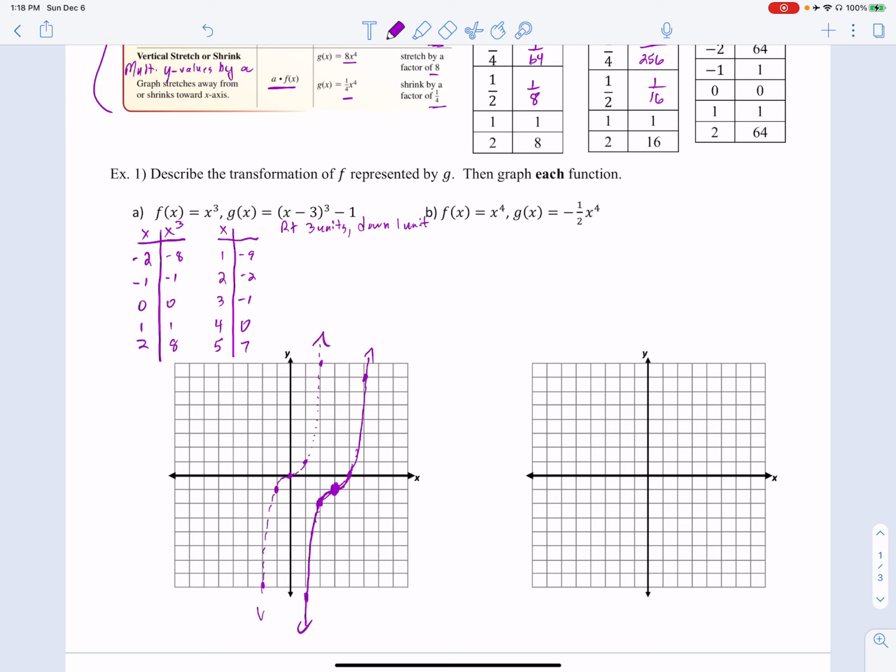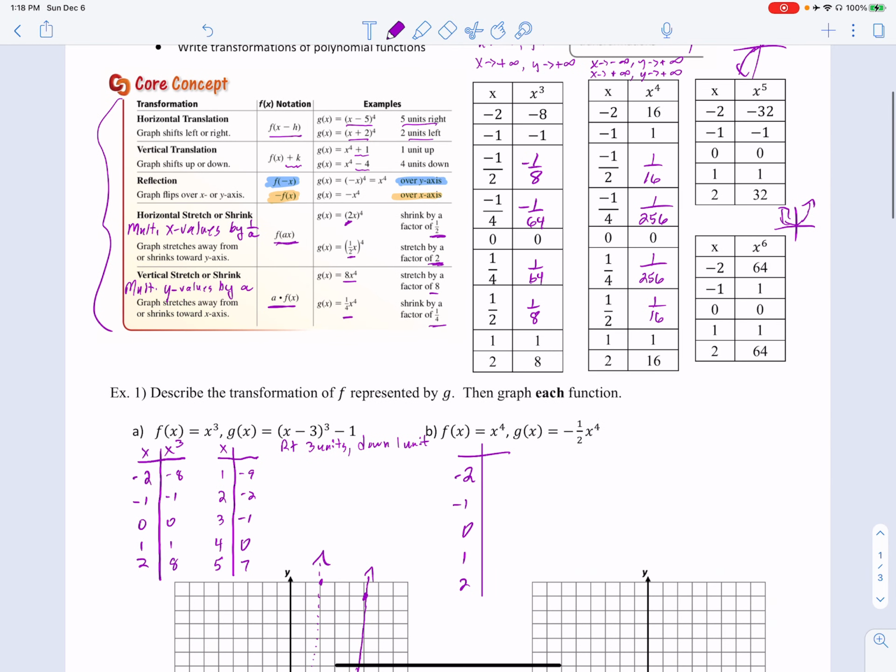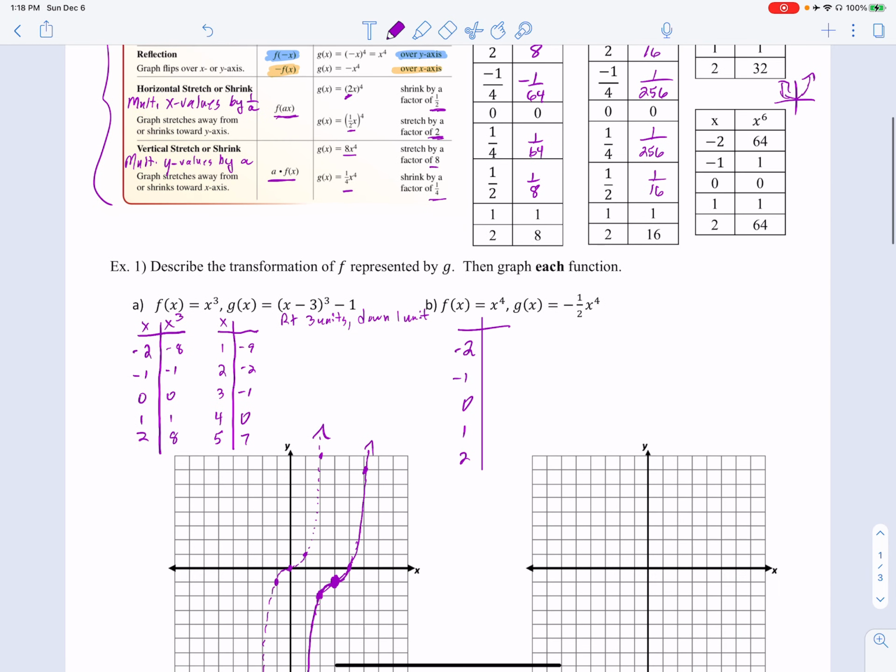So same thing with x to the fourth. Start with just your basics for negative 2, negative 1, 0, 1, and 2. And we had those up here. So negative 2 to the fourth is going to be your 16. Negative 1 to the fourth is 1. Then we have a 0, a 1, and then a 16.